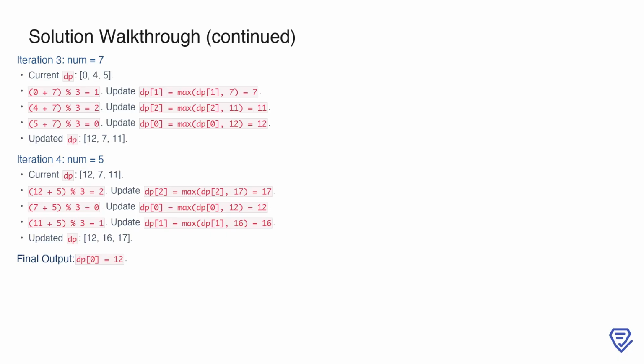Adding 5 to the remainder 1 gives 7 plus 5, %3 equals 0, but dp 0 remains 12. Adding 5 to the remainder 2 gives 11 plus 5, %3 equals 1, so dp 1 is updated to 16. The final dp is 12, 16, 17, and the greatest sum divisible by 3 is dp 0 equals 12.